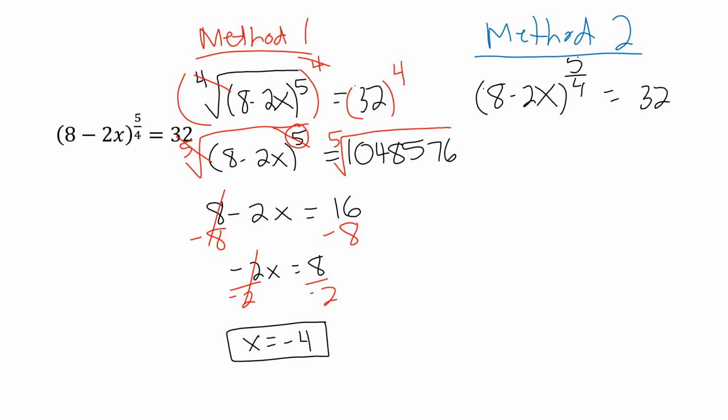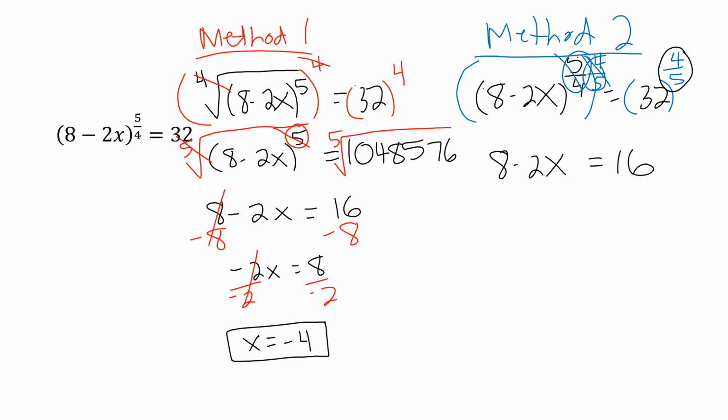So the opposite of 5/4 would be 4/5. So we're going to raise both sides to the 4/5 power. Now, 5/4 times 4/5 will cancel out. Just remember that it's the exponent. So we're going to have 8 minus 2x equals 32 to the 4/5 power. That's an exponent there. 32 to the 4/5 power is just 16.